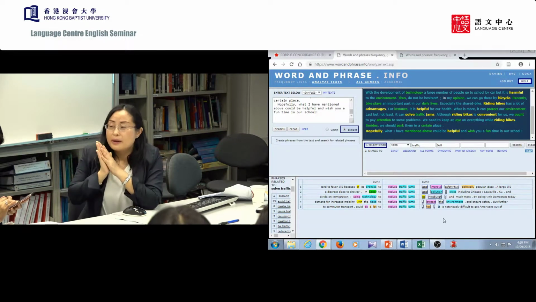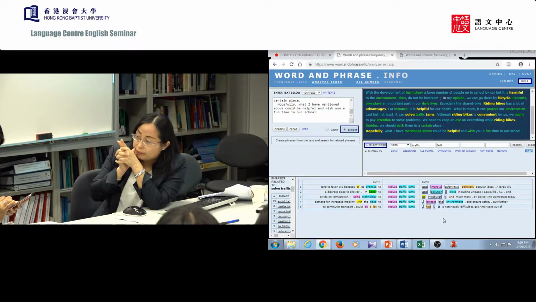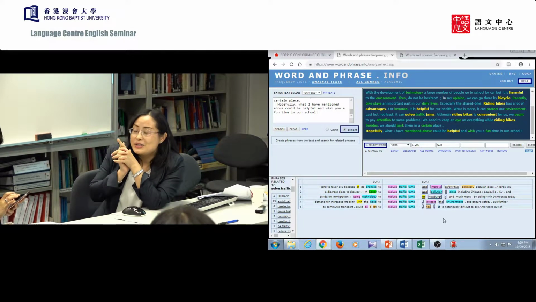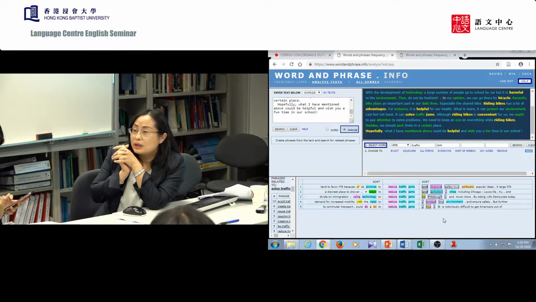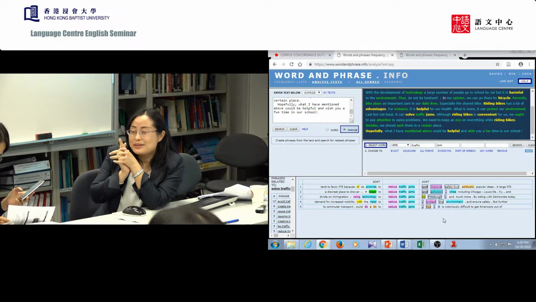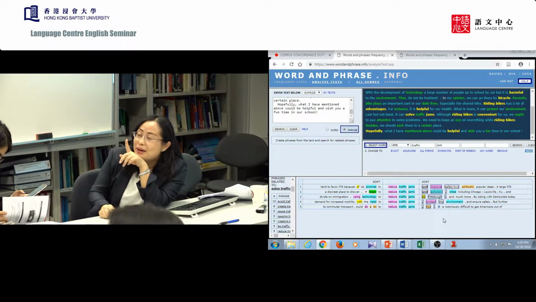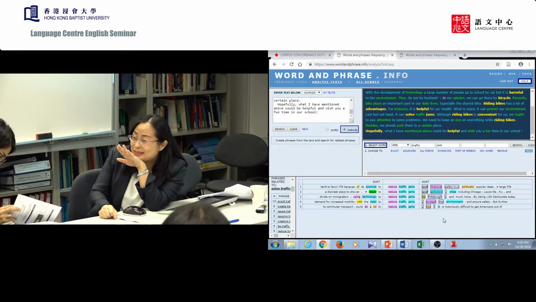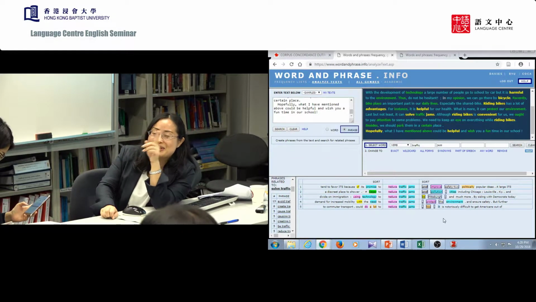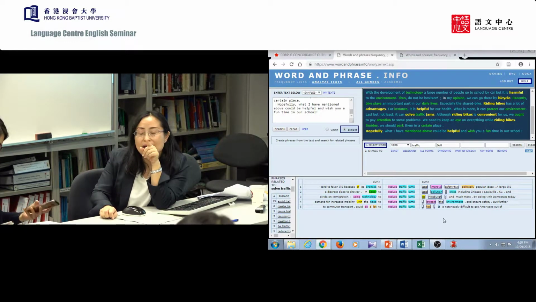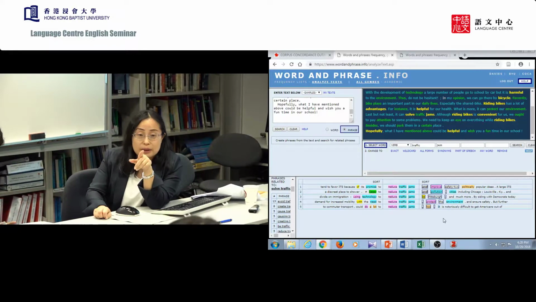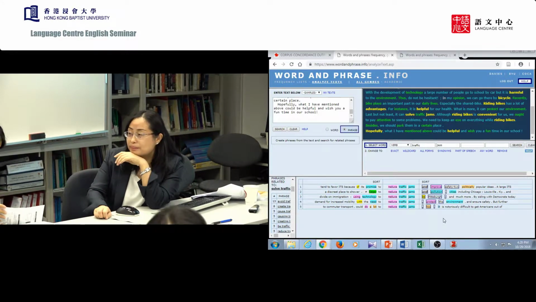I logged in. For the first 20 searches, it's free. After 20 searches, you need to register. You don't need to pay. You just have to leave your email account, and then you can register the account for free. Do I need to leave my credit card? No, your email account. If you already have an account for COCA, you can use the same one to log in.